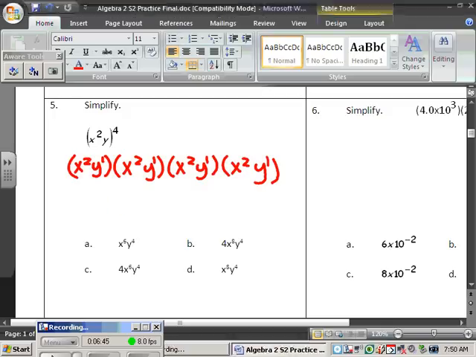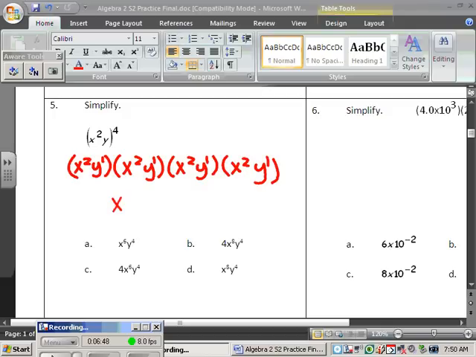So if you add all the x's, 2 plus 2 plus 2 plus 2, you get 8. And if you add all the y's, you would get 4. So this is the answer. I'm sorry, not 4x to the 8th. D, x to the 8th, y to the 4th.